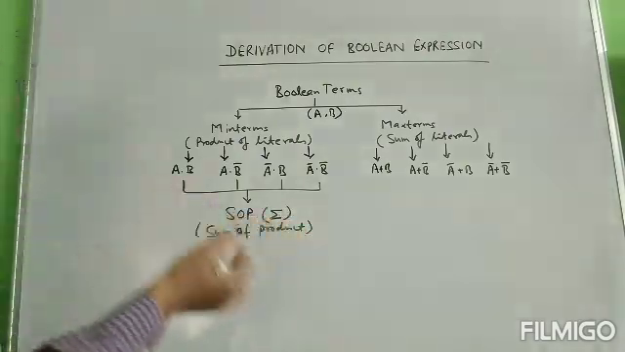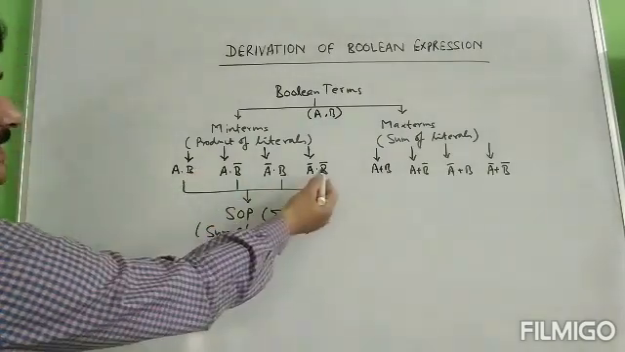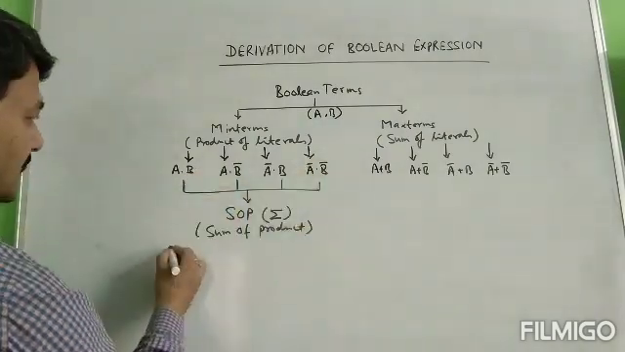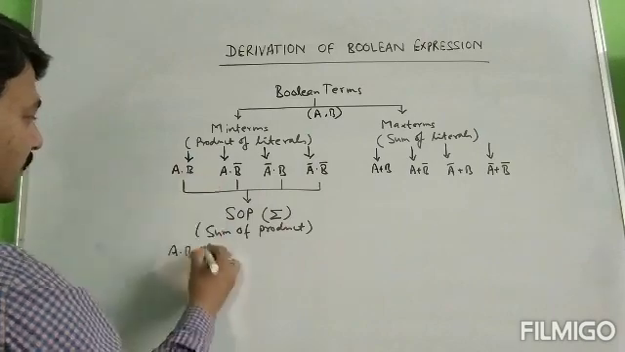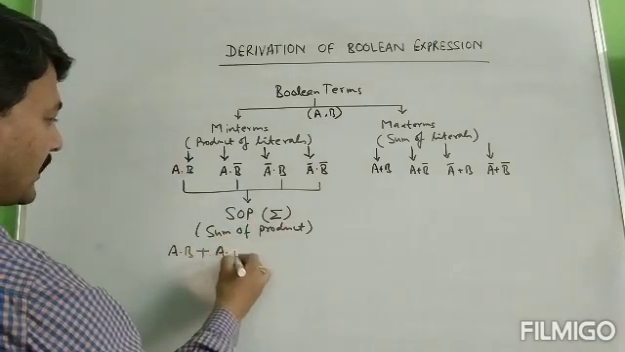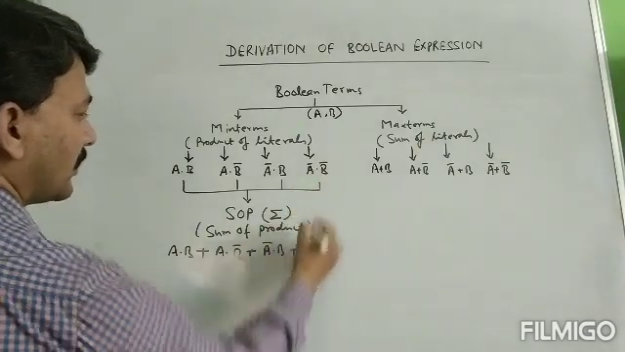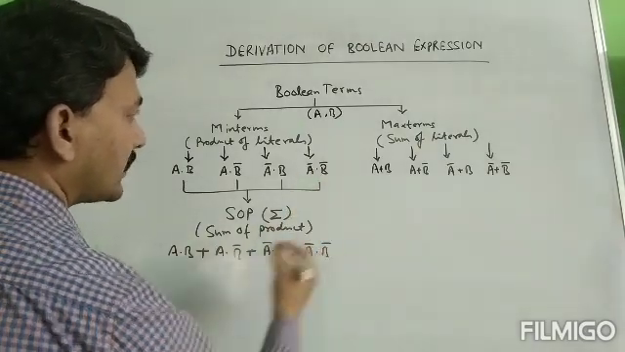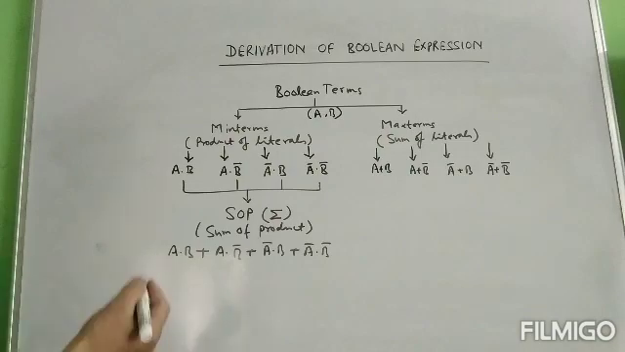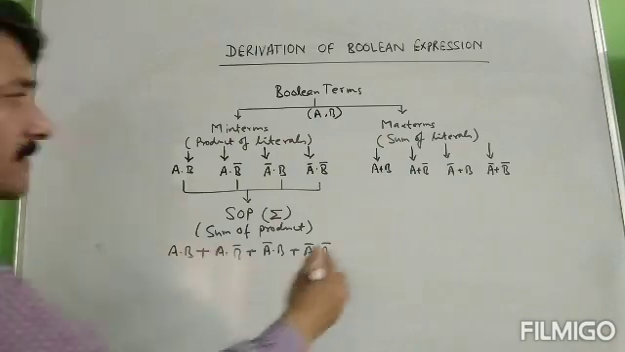Sigma. Sum of product. Where is the product term? These are the product terms, and their sum. So the SOP expression is A and B, or A and B naught, or A naught and B, or A naught and B naught. This is the sum of products form, SOP form.